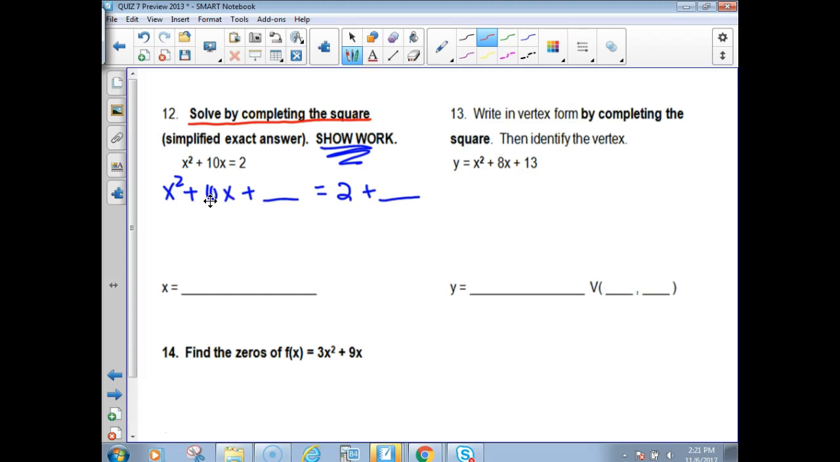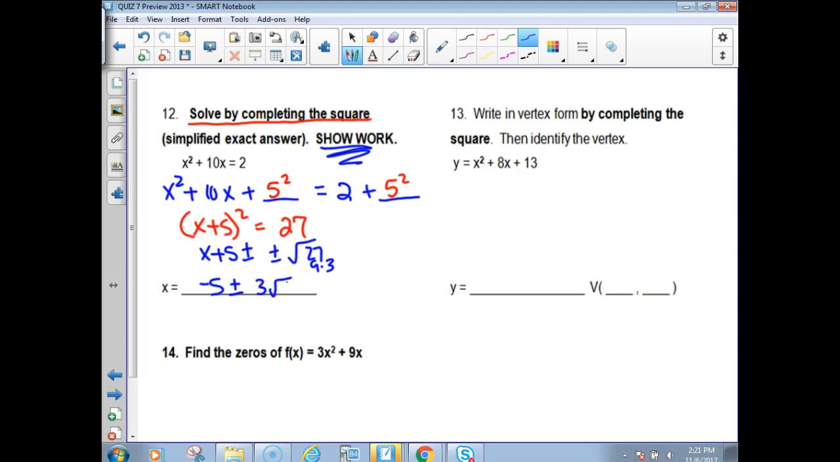Okay. Add half of 10, 5 squared, to both sides. Then this is factorable as x plus 5 quantity squared equals 27. You next take the square root of both sides and get plus or minus the square root of 27. That will simplify to 9 times 3, so it's going to be negative 5 plus or minus 3 times the square root of 3.